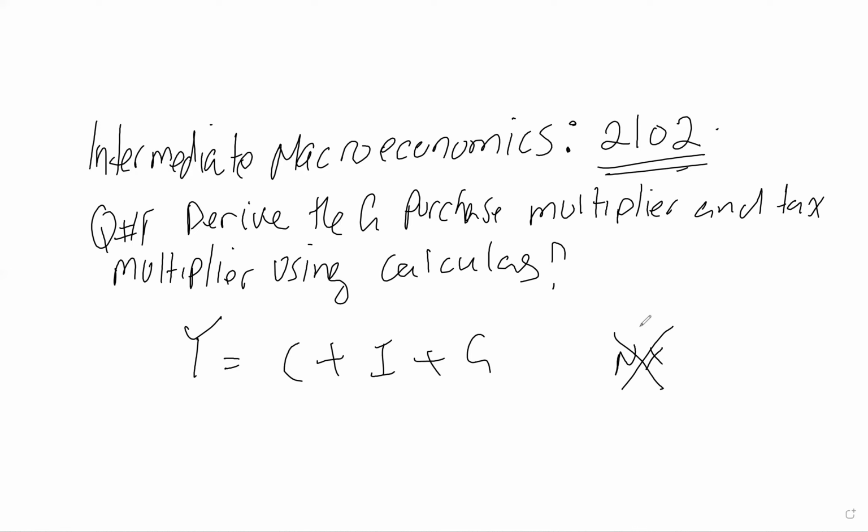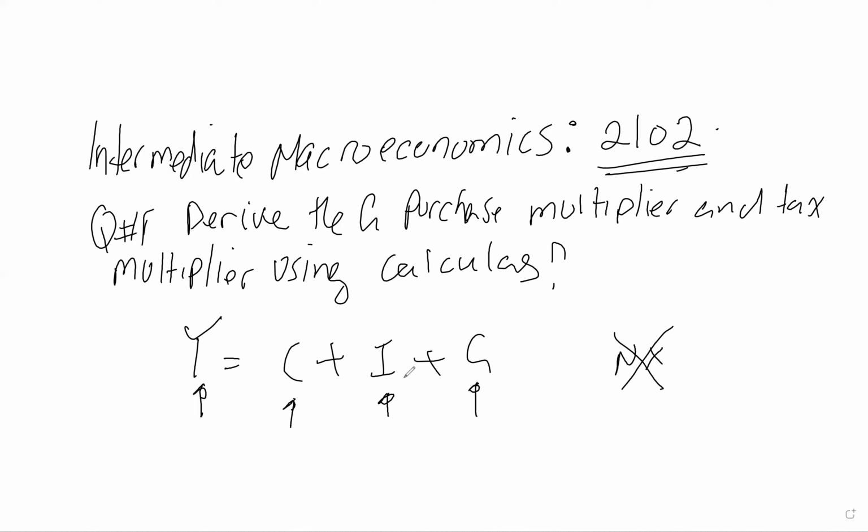Now, for the purpose of this problem, we assume that this economy is a closed economy where we don't have imports and exports. As we say here, Y is the GDP or the income level, C is the consumption, I is the investment, and G is the government purchases.